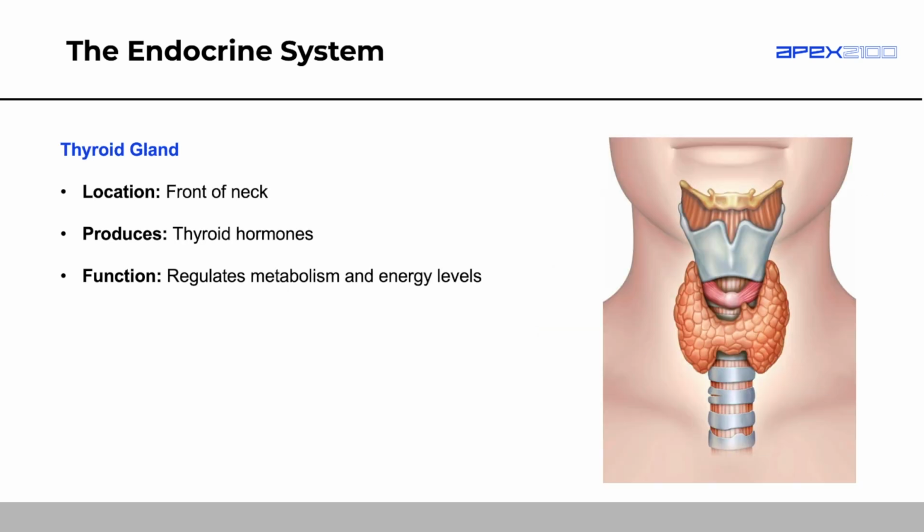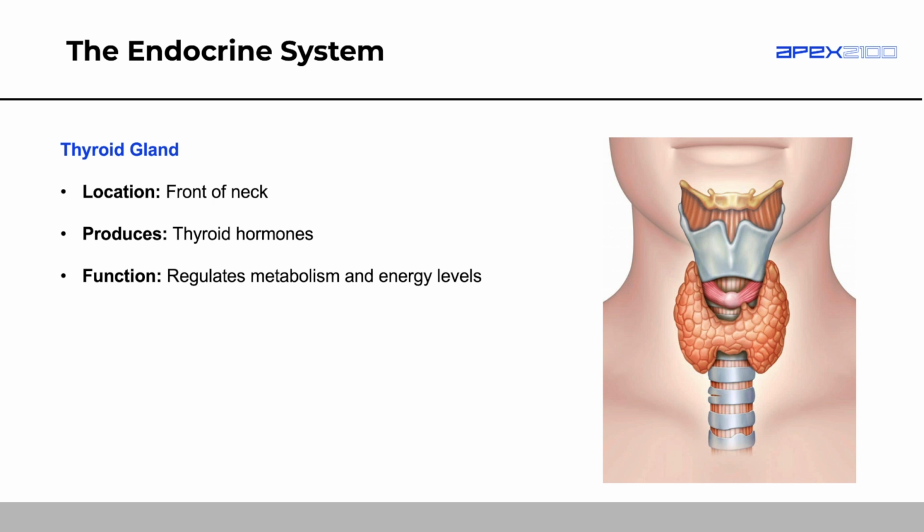Okay, moving down, we've got the thyroid gland. This is in the front of the neck. It produces thyroid hormone and it regulates metabolism and energy levels. So it's quite common people have hyperthyroidism, which is where you're producing too many of these thyroid hormones. Also quite common is hypothyroidism, which is where you're not producing enough of these thyroid hormones. People with hypothyroidism often find it difficult to maintain a normal weight. Often they find it very easy to gain weight because their metabolism is slow.